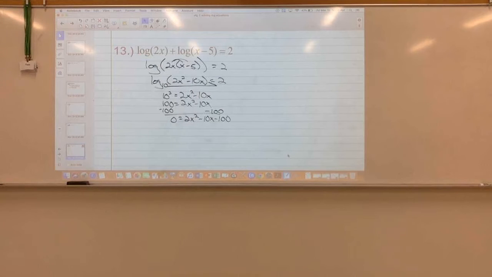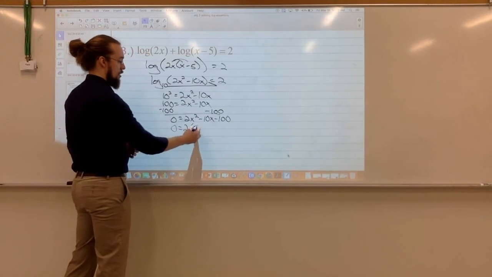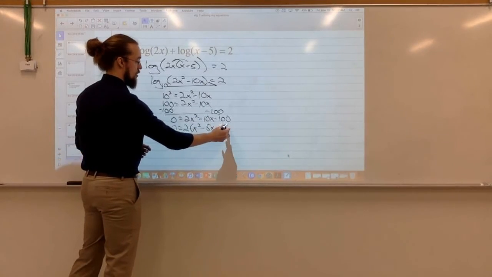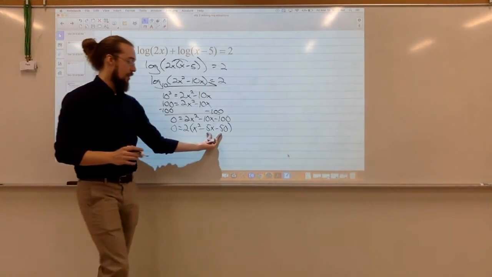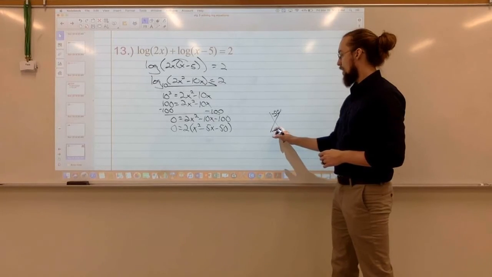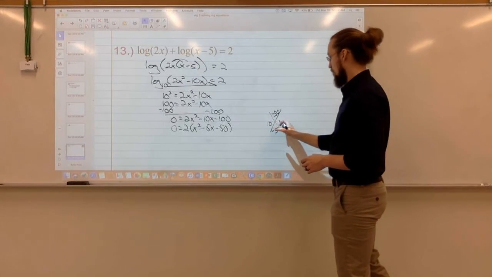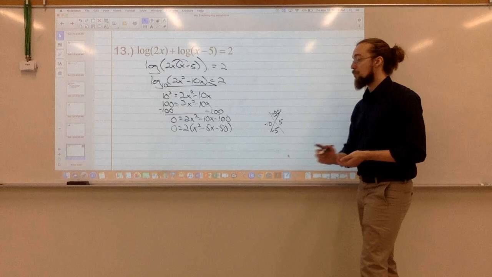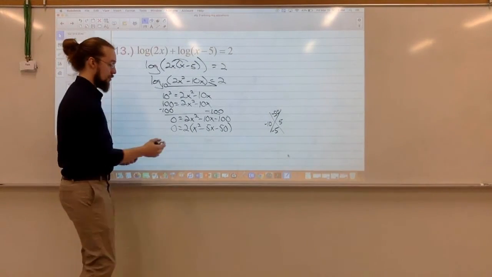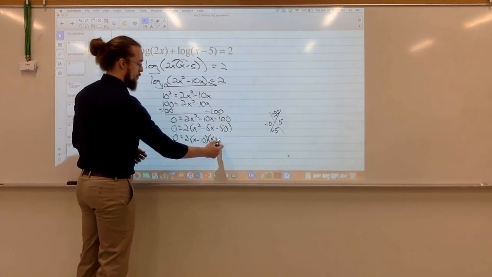Okay, now we could factor from here, but there is one thing we could do first that will make the factoring a lot easier. Take out a 2 to simplify. So if I take out a 2, I would end up with x squared minus 5x minus 50. Now that'll make the factoring here a lot easier. So now I want 2 numbers that multiply to negative 50 that add to negative 5. 10 and 5. 10's negative, right? So now since my leading coefficient is 1, these are my factors. So I can say this is 2 times x minus 10 times x plus 5.